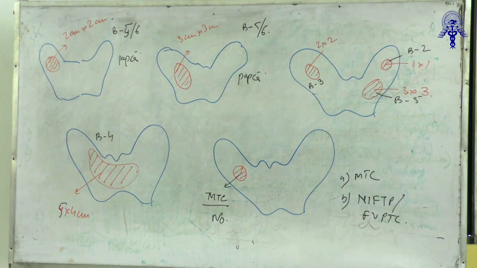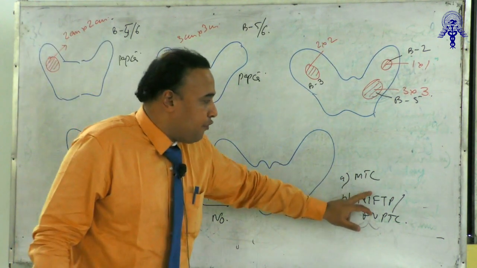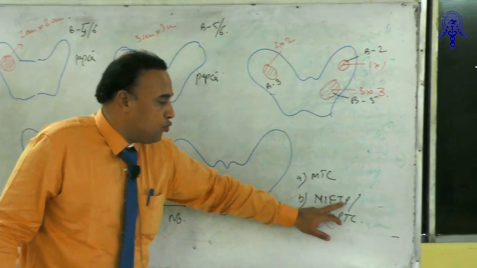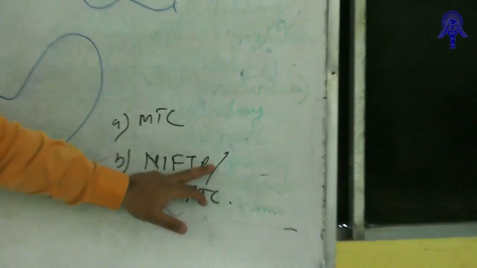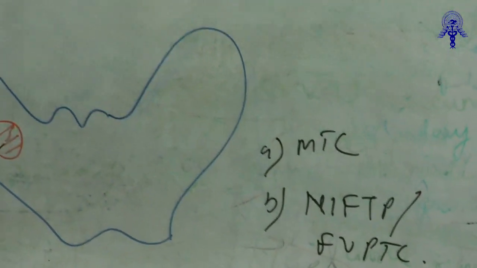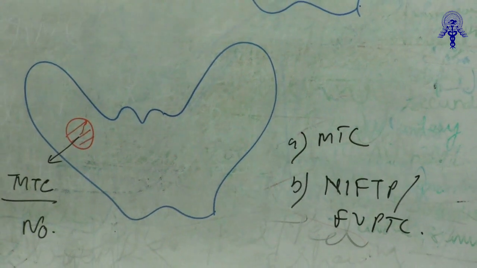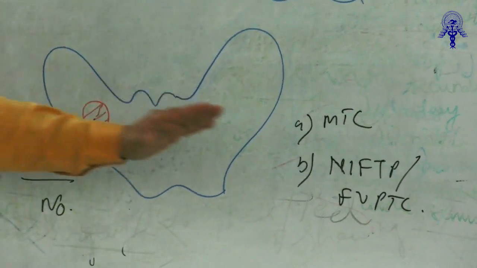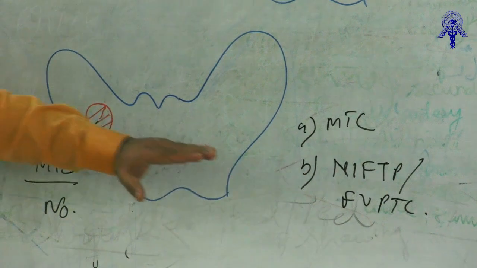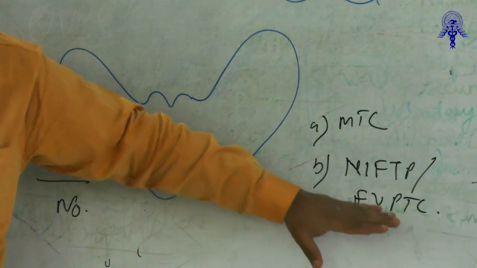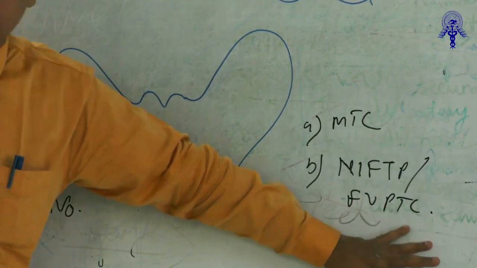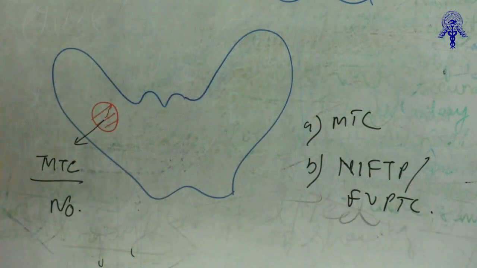Non-invasive follicular thyroid neoplasm with papillary-like nuclear features. Whether this is benign or malignant, this is actually a benign condition. This term has replaced the term which was used a few years back, that is follicular variant of papillary thyroid carcinoma. What does this mean?